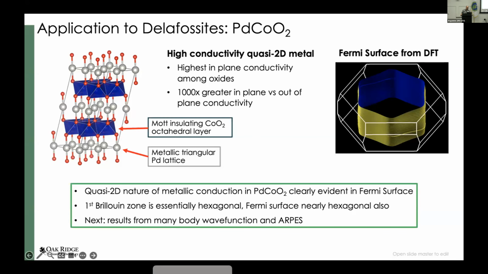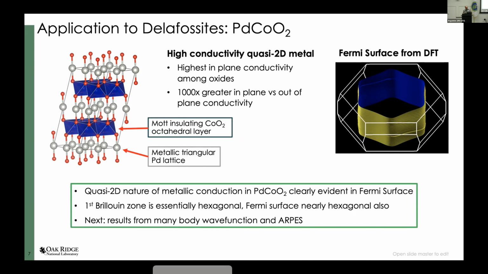And indeed, in DFT, if you look at it, you essentially just have this cylindrical feature for the Fermi surface. And as a test case for us, this made it ideal because you don't need to gather as much information throughout the entire Brillouin zone. You can just do a cut. And so that's where we started with it.